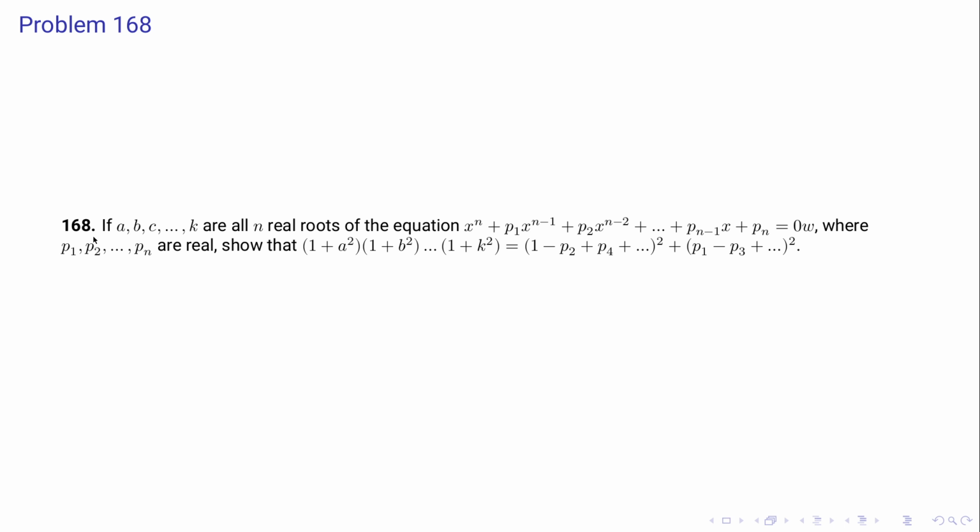Problem 168 says that if a, b, c up to k are all n real roots of the equation x to the power n plus p1 x to the power n minus 1 plus p2 x to the power n minus 2 up to pn minus 1 x plus pn is equal to 0, where p1, p2 through pn are real, show that 1 plus a square into 1 plus b square up to 1 plus k square is equal to 1 minus p2 plus p4 minus so on whole square plus p1 minus p3 plus so on whole square.